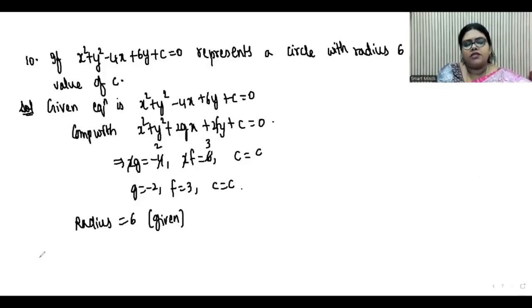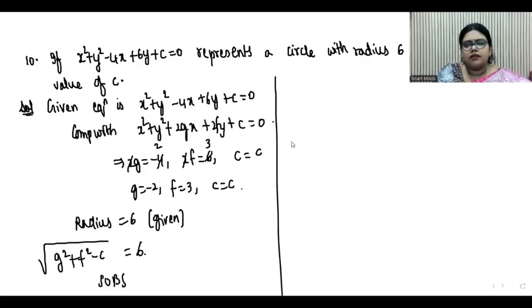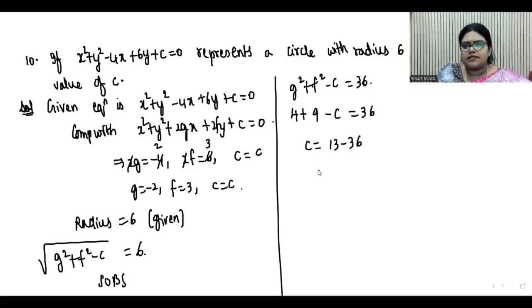So now radius formula is under root g square plus f square minus c is 6. Squaring on both sides, you will get g square plus f square minus c is equal to 36. Now g is minus 2, so g square will become 4. f square will become 9. Minus c is 36. So c is equal to 13 minus 36. c equals minus 23.